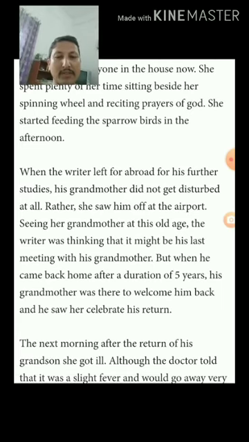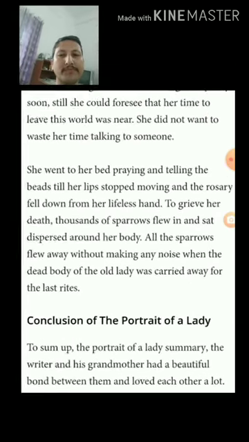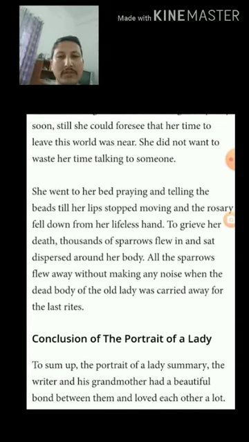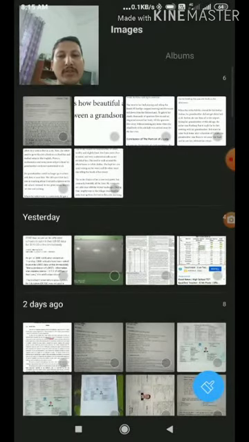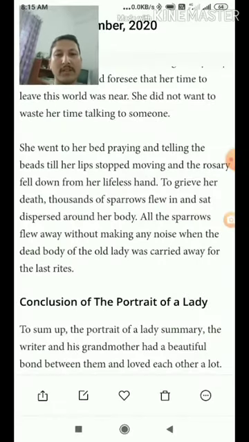The next morning, after the return of her grandson, she got ill. Although the doctor told that it was a slight fever and would go away very soon, still she could foresee that her time to leave this world was near. She did not want to waste her time talking to someone. She went to her bed praying and telling the beads of the rosary till her lips stopped moving and the rosary fell down from her lifeless hand.